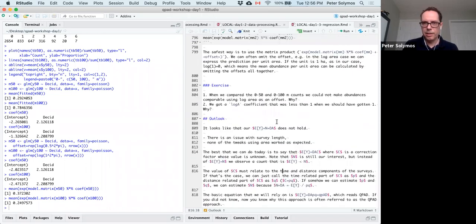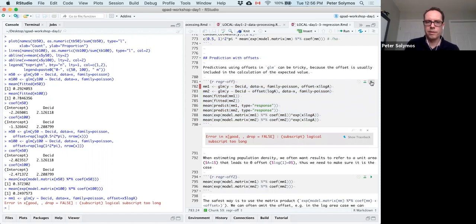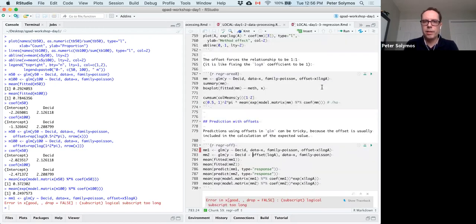One last thing, I'm scrolling up here, and sorry that I bothered you with matrix products and model matrices and coefficients, but why that's really important is because of this. If I just fit some model, include offset in different ways, so you can either say it's an argument or part of the model formula. Oh, I don't have log A.